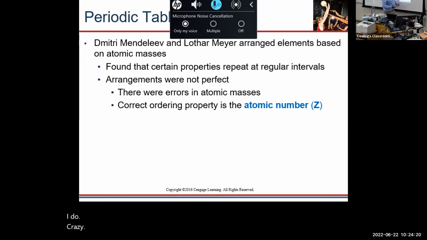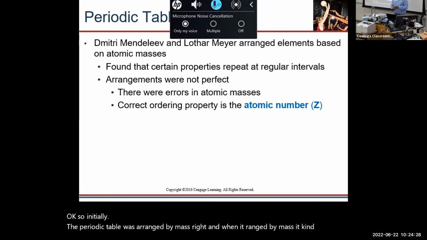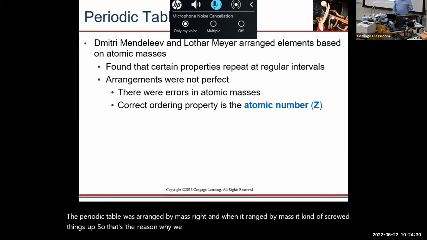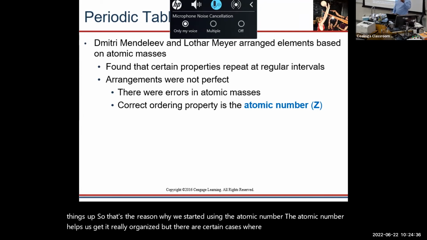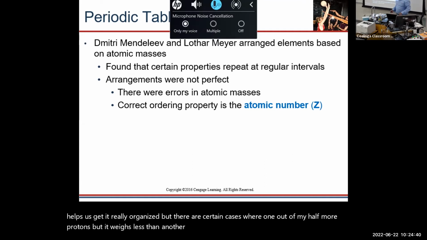Okay, so initially, the periodic table was arranged by mass, right? And when it arranged by mass, it kind of screwed things up. So that's the reason why we started using the atomic number. The atomic number helps us get really organized, but there are certain cases where one atom may have more protons, but it weighs less than another atom, right?